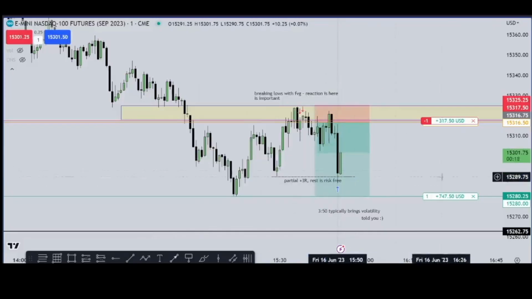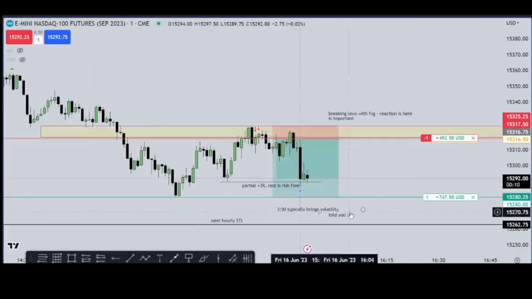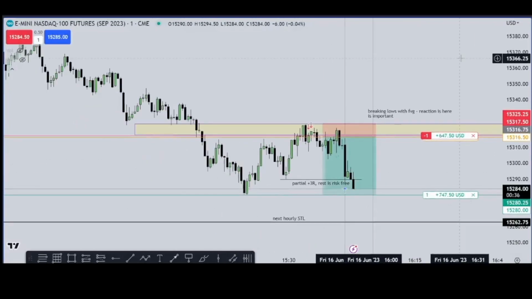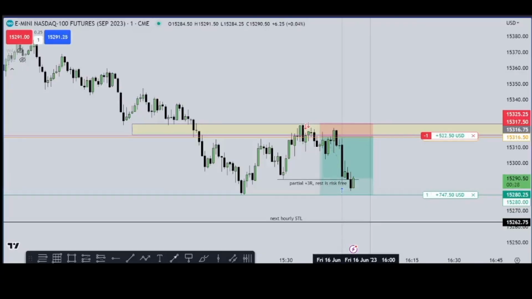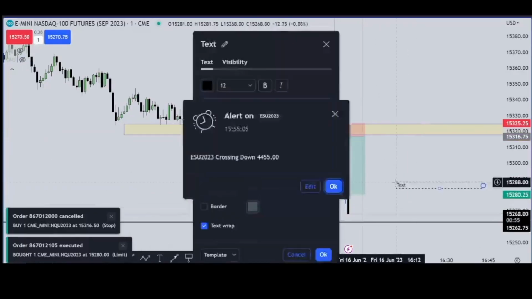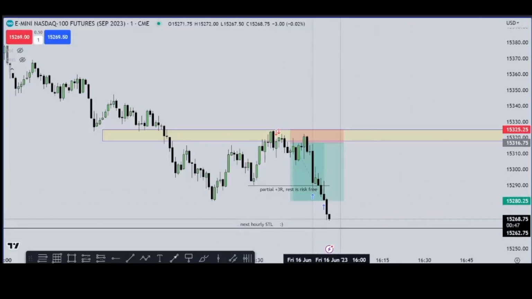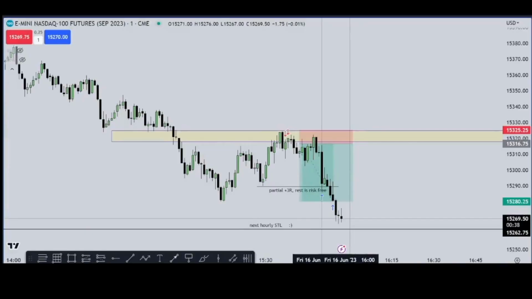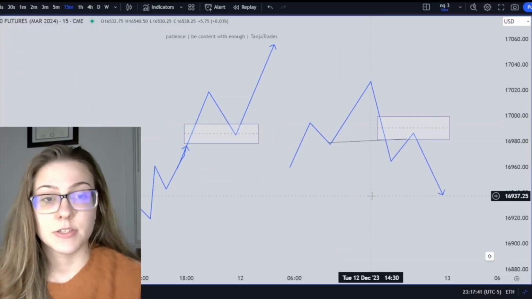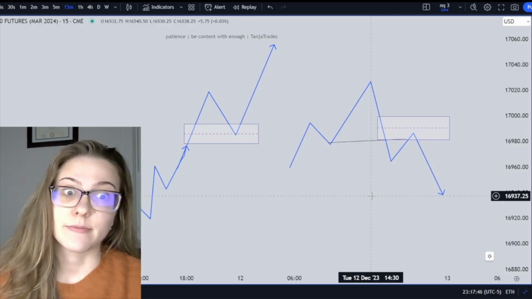I take a partial at that low. And then the target gets hit. And by 4 p.m. we do hit that sell side liquidity, but I am happy with my target. I'm content with enough.